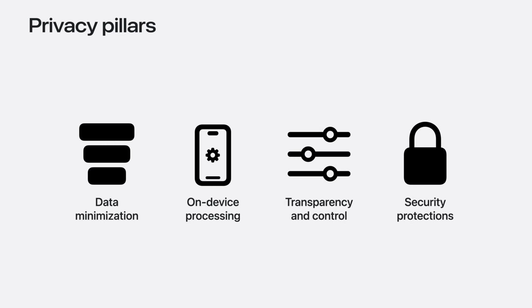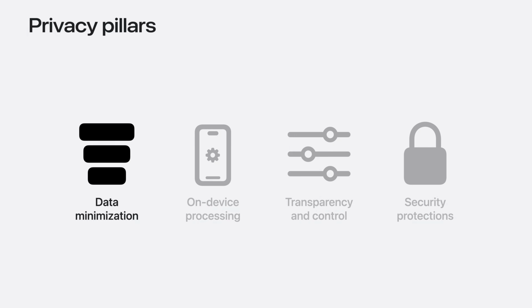Designing for privacy can be challenging. We use the privacy pillars to help keep us focused on what matters. Apple's privacy pillars are data minimization, on-device processing, transparency and control, and security.